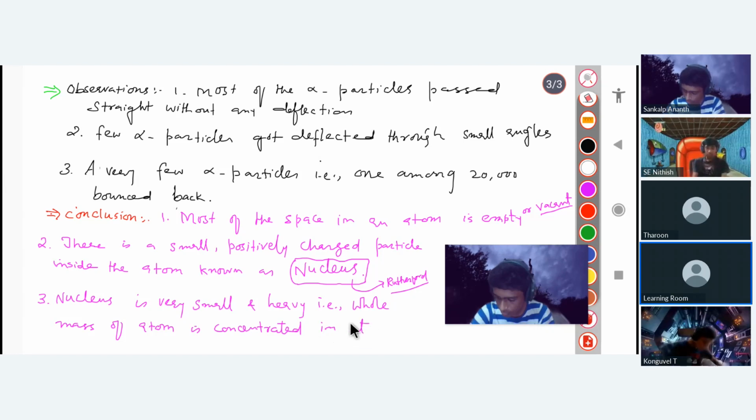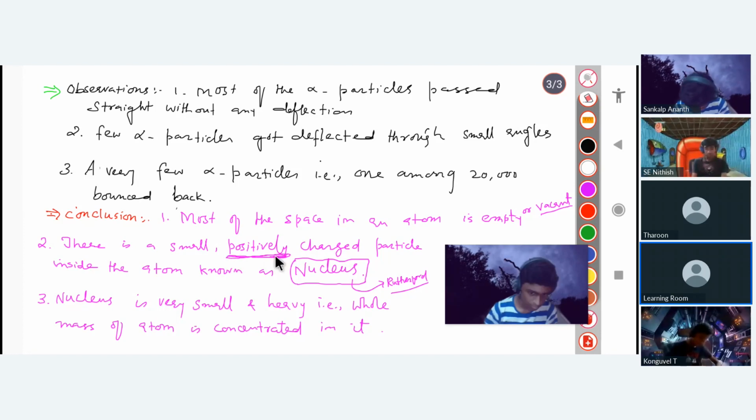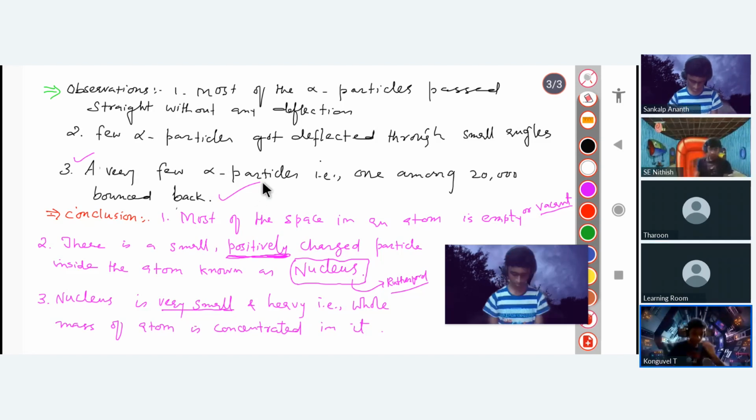You have to remember that this nucleus was discovered by Rutherford. So these were the three very important conclusions. The first conclusion was that most of the space in an atom is empty or vacant. There is a small positively charged particle inside the atom known as the nucleus. Now note down that it is positively charged. This is very important. I will explain why it is positively charged. And this nucleus is very small, because we have noted down that only a few alpha particles, one among 20,000, bounced back, right? Yes, sir.